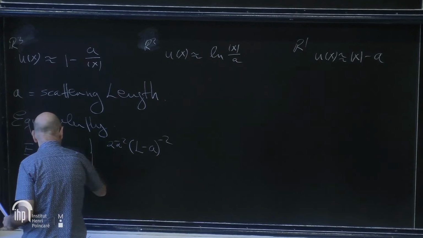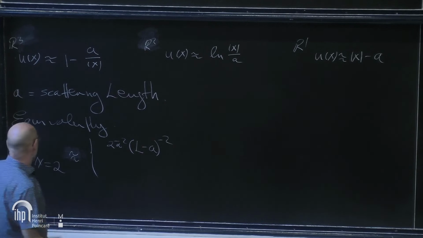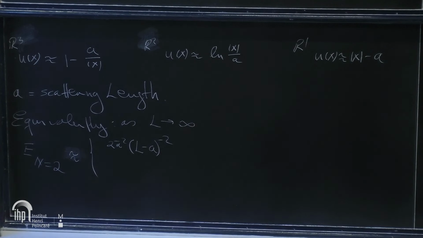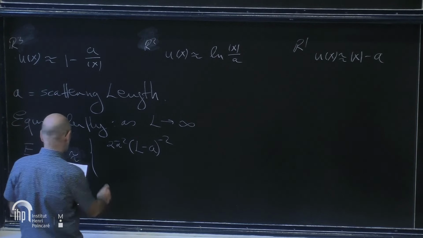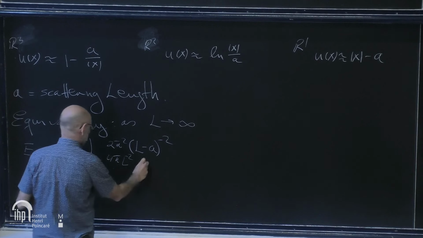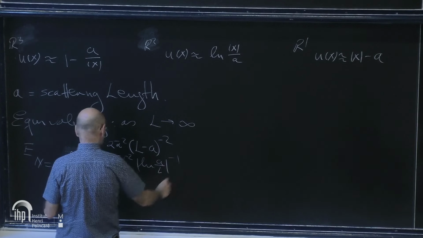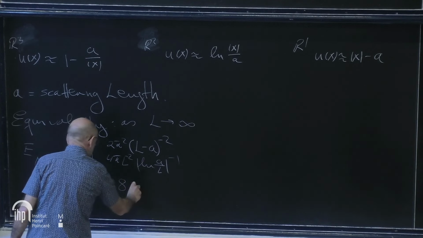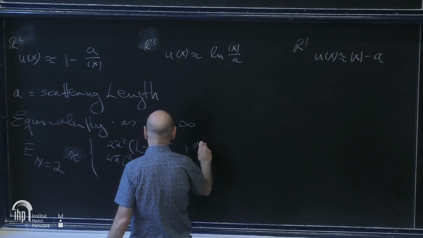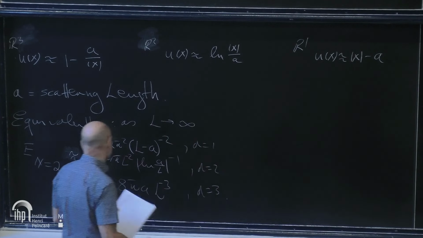So that is, I'm giving you the leading order up to the correction given by A as L goes to infinity for 2 particles. And down here in 3 dimensions, it's 8 pi A L to the minus 3. So this is d equal to 1, d equal to 2, d equal to 3.